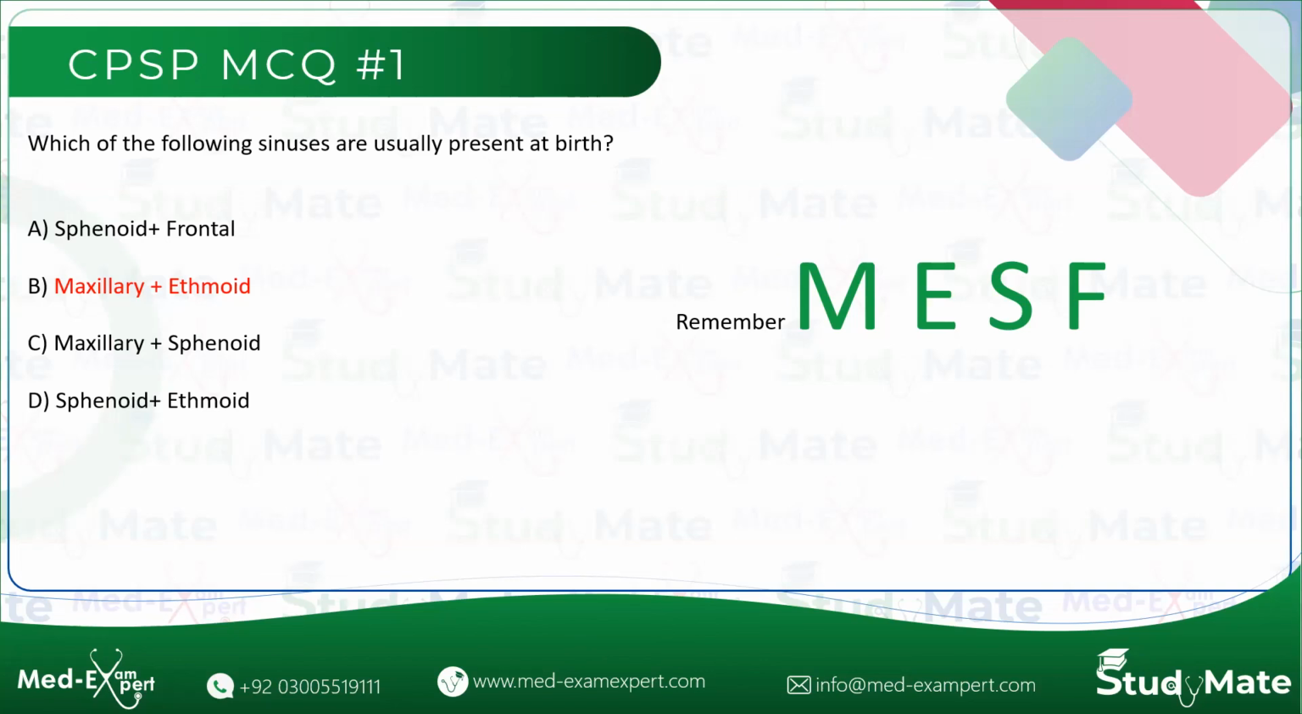So you can remember from the mnemonic shared previously, "messy fan": the first two letters denote the sinuses which are present at birth. So maxillary and ethmoid are present, whereas sphenoid and frontal sinuses are absent at birth.